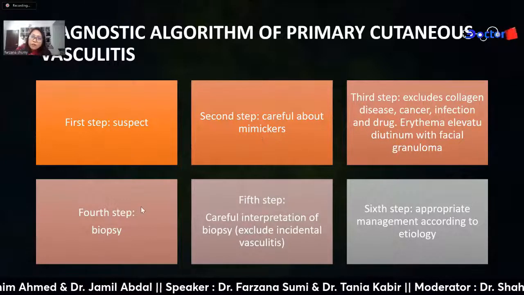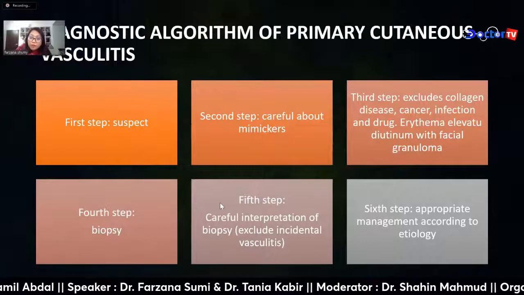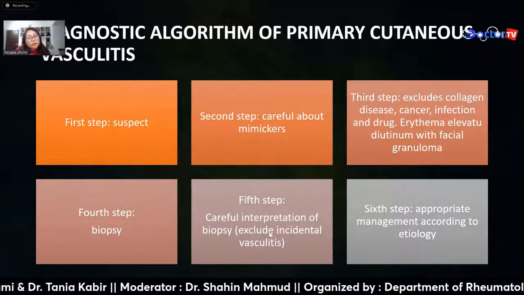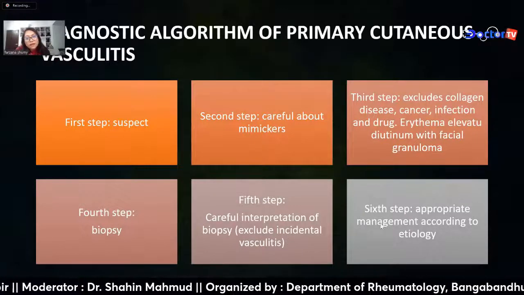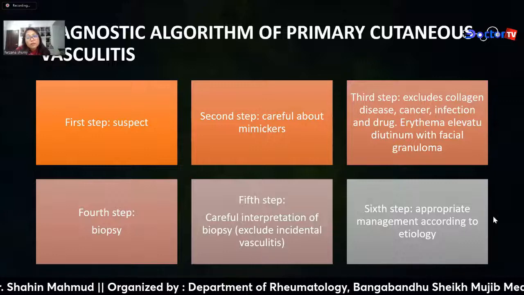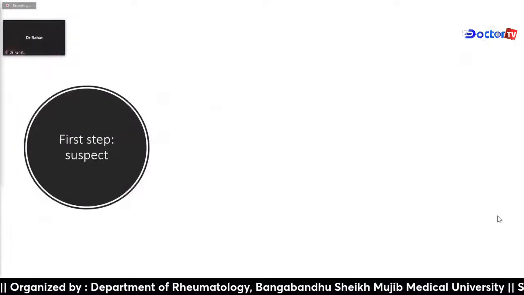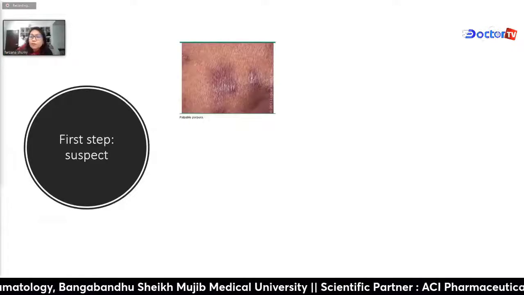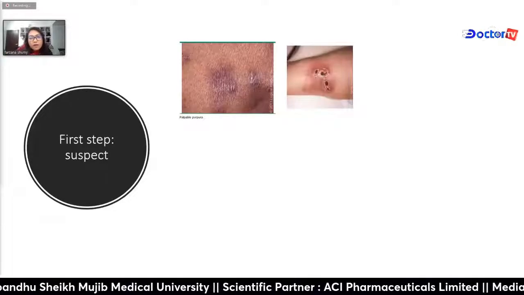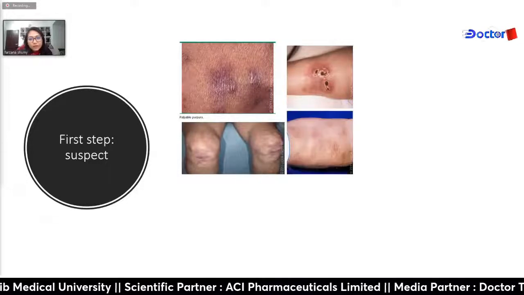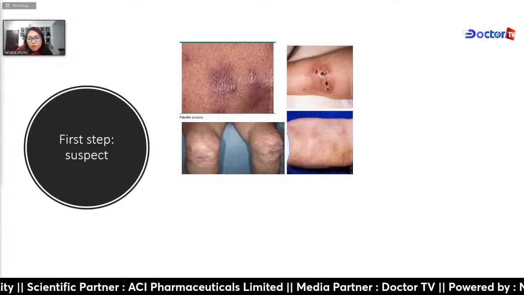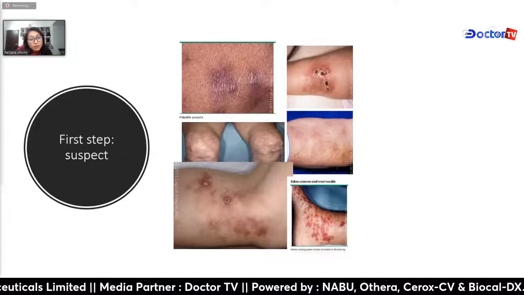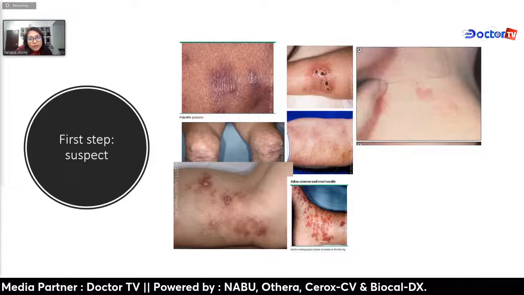Fourth step, we have to do a biopsy. And the fifth step, we have to be very careful about the interpretation of the biopsy because we have to exclude incidental vasculitis. And finally, we have to manage the patients appropriately according to etiology. So first step, when do we suspect vasculitis? If patients present with palpable purpura, ulcerated nodule, livedo reticularis-like lesion, some subcutaneous nodules, livedo racemosa-like lesion, vesicle-like lesions in the lower limbs, and urticaria.